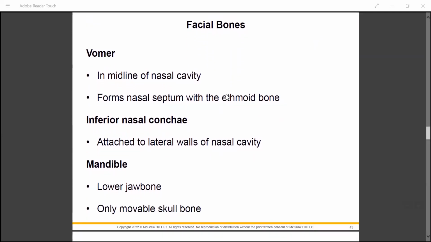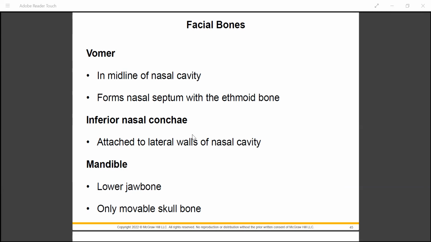In terms of our other facial bones, your vomer is more or less dead center of your nasal cavity. So this is what actually forms your nasal septum in combination with your ethmoid bone. Inferior nasal conchae, this is a very small area that's attached to our lateral walls in our nasal cavity. And then another important one to know is your mandible.